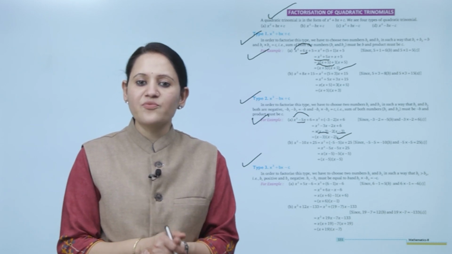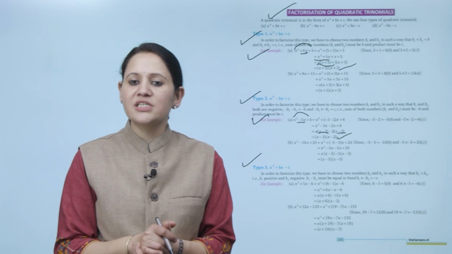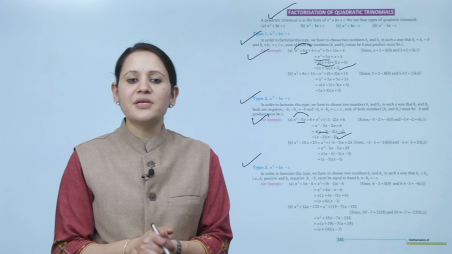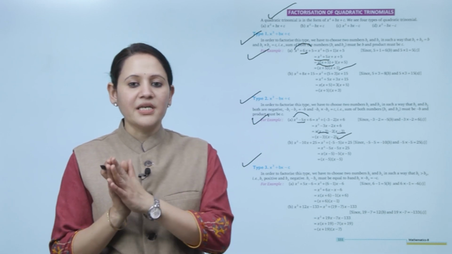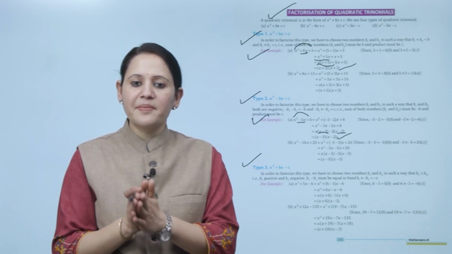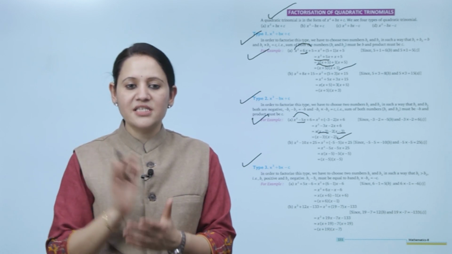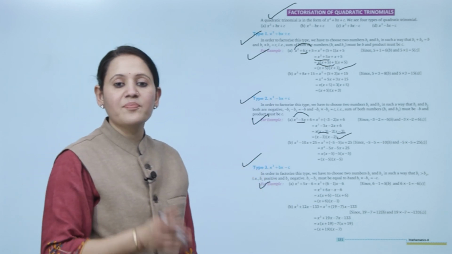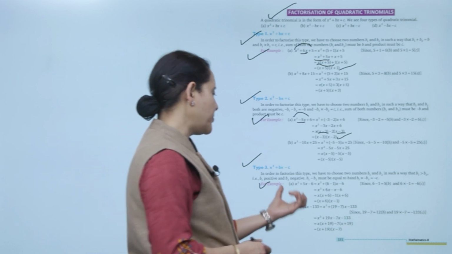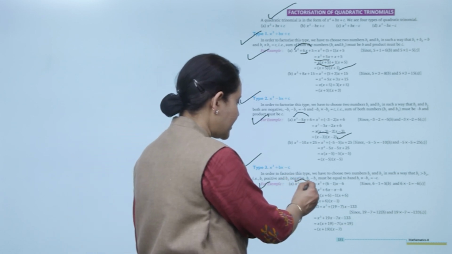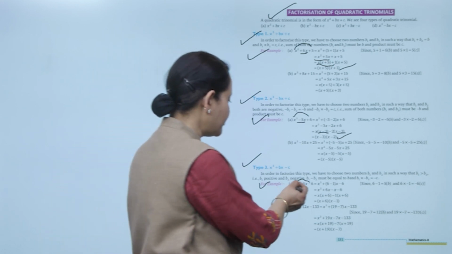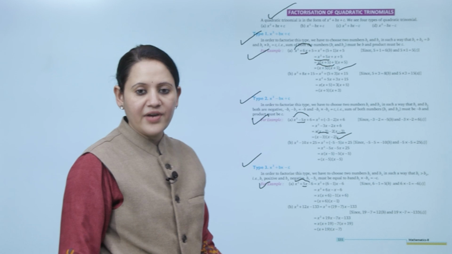In order to factorize this type, we have to choose two numbers b1 and b2 in such a way that b1 is greater than b2, b1 is positive and b2 is negative. b1 minus b2 must be equal to b, and b1 multiplied by b2, the product should be equal to minus c. Now I'll take an example. x square plus 5x minus 6. So the product should be equal to minus 6 x square, and this sum should be equal to the middle term, जब split करेंगे, that is equal to 5x.